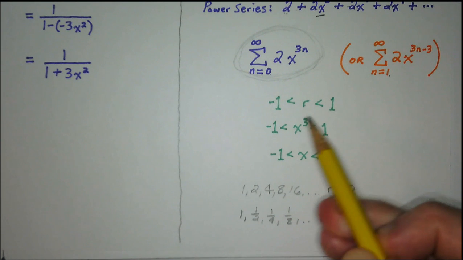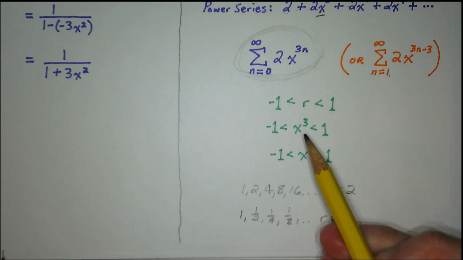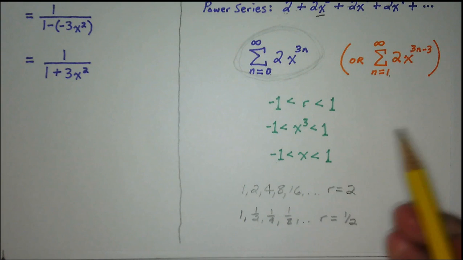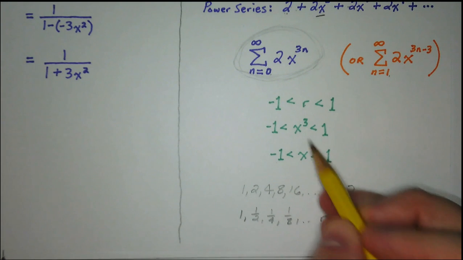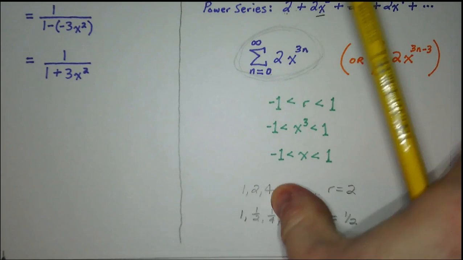You put r in here, our r value was x cubed, and then you essentially take the cubed root of everything and you end up with -1, okay? So you end up with this because you're just taking the cubed root to solve for x.